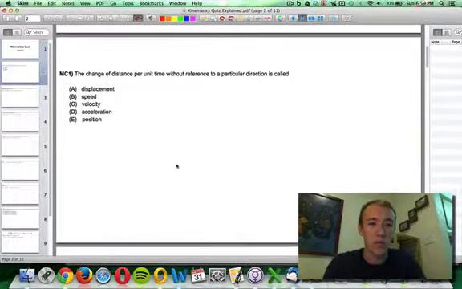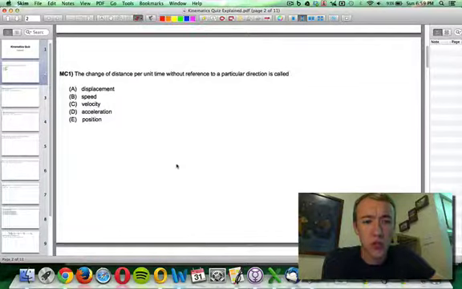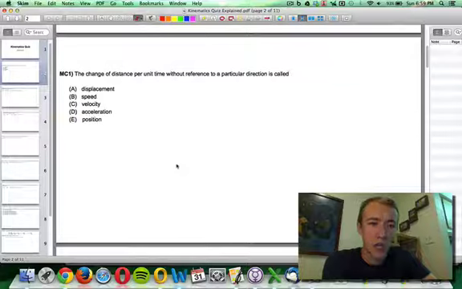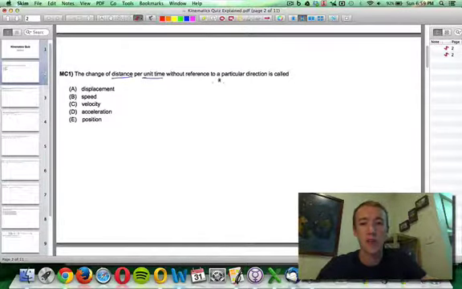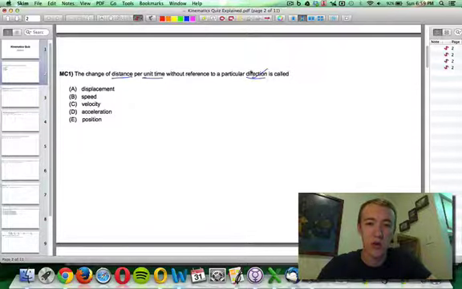Number 1 says the change of distance per unit time without reference to a particular direction is called. What would that be called? We've got displacement, speed, velocity, acceleration, and position. So change of distance here per unit time. But it says without particular reference to direction, so no direction here.